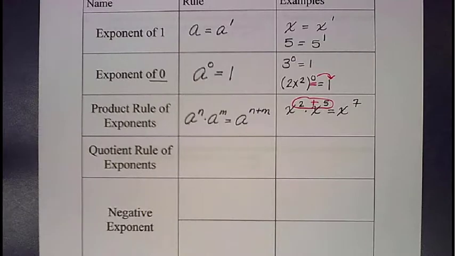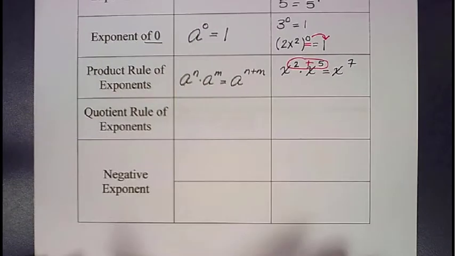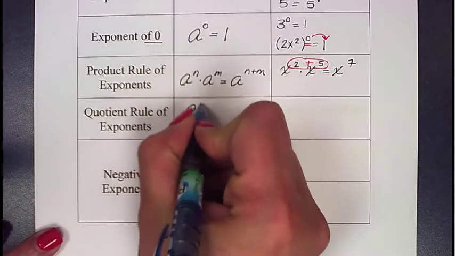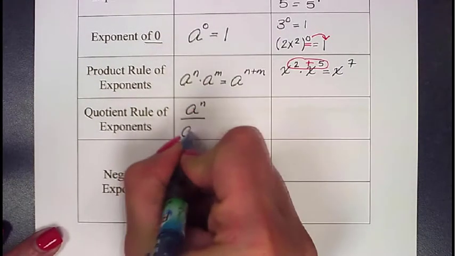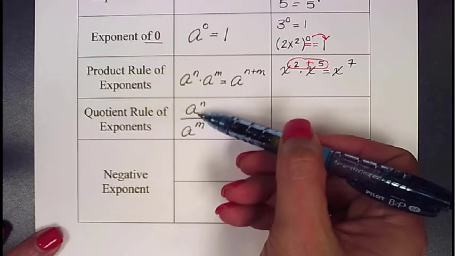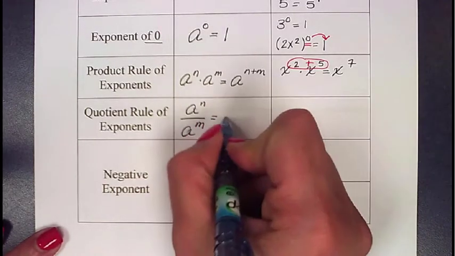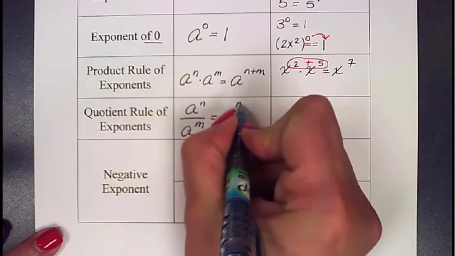Okay, so our quotient rule is very similar to our product rule, except we're doing quotient. So quotient, remember, is our division. So we have a to the n over a to the m. Again, we need to have the same base, so both in this case a's. And this is going to end up being a to the n minus m.